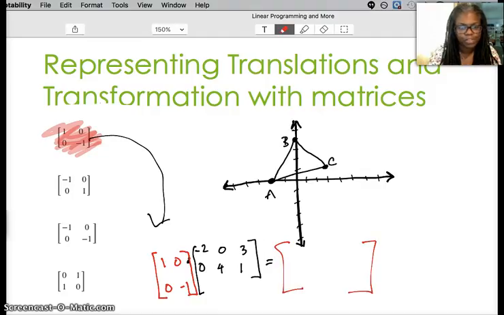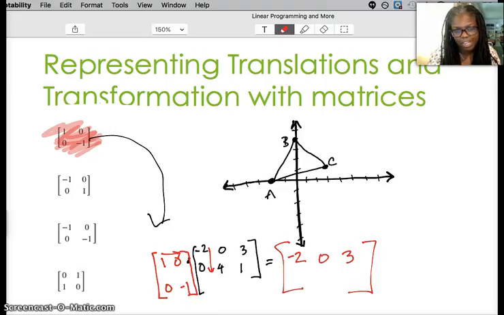1 times that -2, I'm going to end up with a -2 back there. I hope you know what I'm doing. I'm multiplying across this way and down this way and adding the results together. So 1 times -2, 0 times 0, added up, I get that. 1 times 0, and then 0 times 4, I'm going to get a 0 here. 1 times 3, and then 0 times 1, I'm going to get a 3 here. Notice nothing changed at the top. Similarly, this is the same as the identity matrix, so nothing should change at the top.